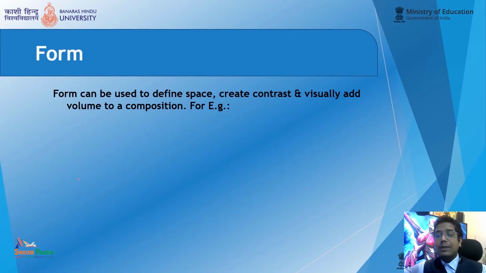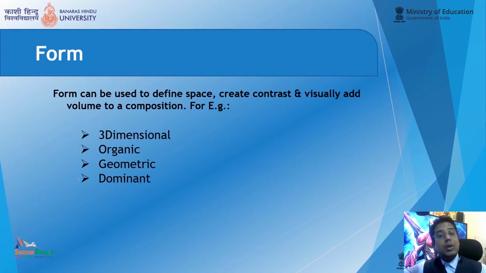Form can be defined by space, contrast and composition. For example, what could be the several types of form? It could be a 3D, three-dimensional form. Second, it could be an organic form. Then it could be a geometric form. Then we can go with a dominant form also, then subtle form, then tactile form, then solid, then fluid. It could be a fluid kind of liquid form also for any particular form.